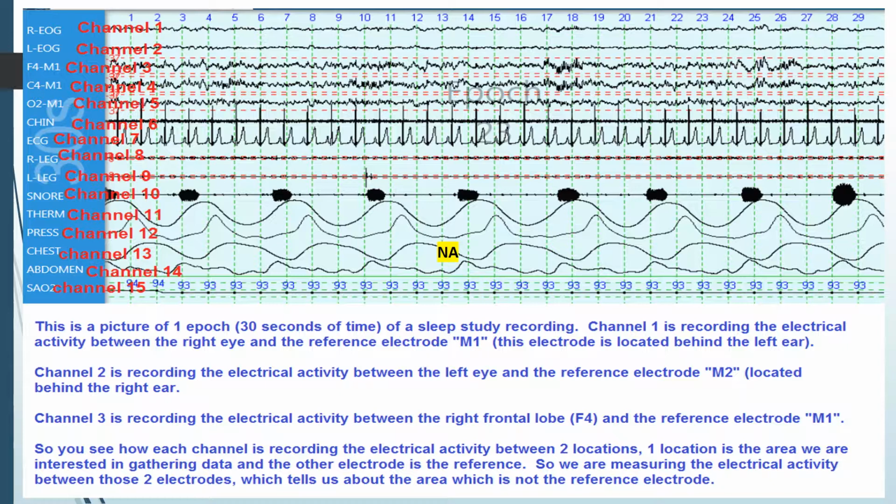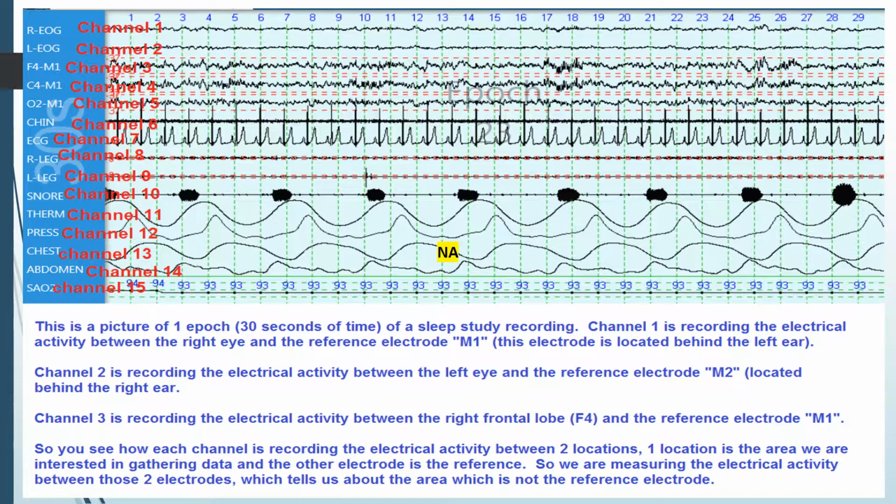Channel 10 is a snore mic. Not all facilities use snore mics. Channel 11 is a thermistor, so that's measuring the change in heat at the nose and mouth to monitor airflow. Channel 12 is a pressure transducer, and this is monitoring airflow at the nose and mouth with a nasal pressure transducer. Channel 13 is the chest belt or the thoracic belt, and channel 14 is the abdominal belt.